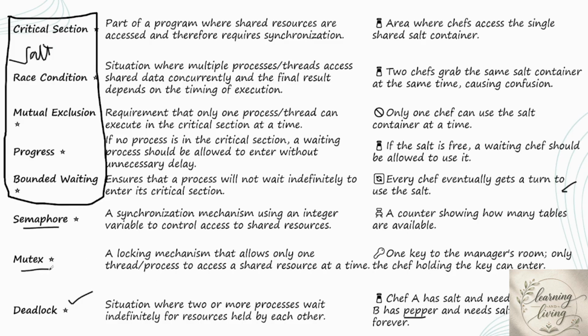And then mutex. A mutex is a locking mechanism that allows only one thread to access a shared resource at a time. For example, to manage a room, only one chef, called the sous chef, the highest chef among them, has access to the shared resource. That is called a mutex. I hope you understood.